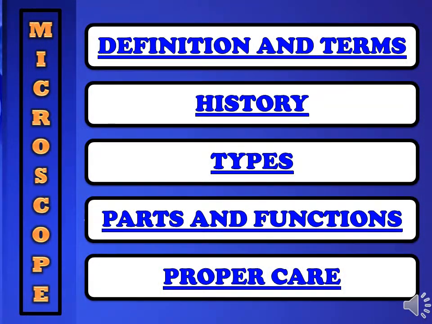Now, let's start our discussion by dividing the topic into 5 main areas, namely: microscope definition and terms, its history, types, parts and functions, and how to properly care for the microscope. Start with the definition and terms about microscopes.